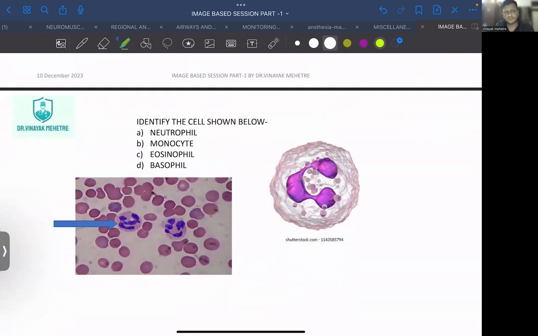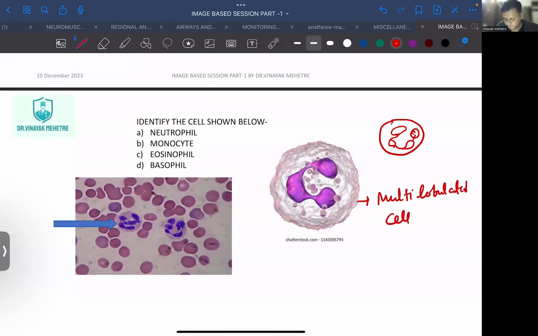This question came in your exam. What is the answer? Take a look at the cell. There is a cell and the nucleus is connected. Understand it this way; it's fine if we don't remember the definition. There is a cell and the nucleus of the cell is collected, what do we call it? A multilobulated cell. Which cell is multilobulated? Yes, the answer is neutrophil.